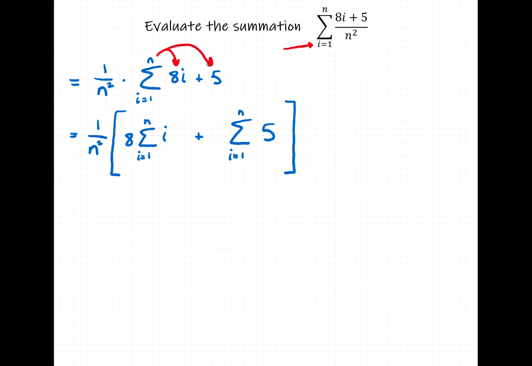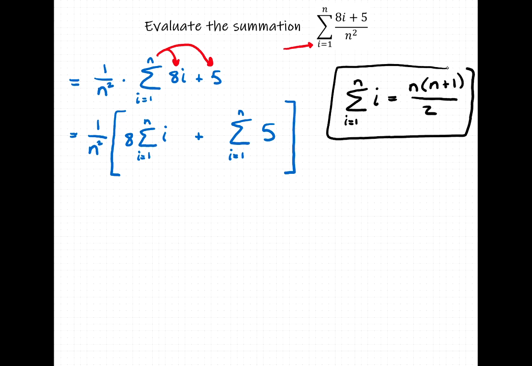All right, so now we have two summations to evaluate, and we could apply some of our formulas for summation. And in this case, we have a formula that says the summation i goes from 1 to n of i, or basically adding up all the positive whole numbers from 1 to n, is equal to n times (n plus 1) divided by 2. So this is our formula that we're applying here. And we're applying it to that guy right there.